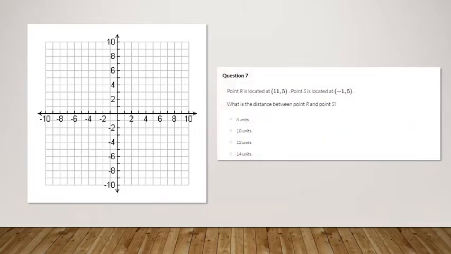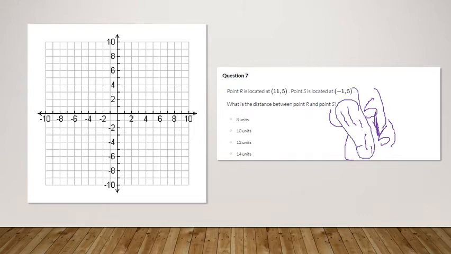Okay, point R is located at 11, 5. Point S is at negative 1, 5. What is the distance between point R and point S? So all I have to do, I've got 11, 5 and I've got negative 1, 5. These two are the same. The only thing that changes are 11 and negative 1. So I've got to subtract these two. 11 minus negative 1 is the same as 11 plus 1. So that tells me it is 12 units.